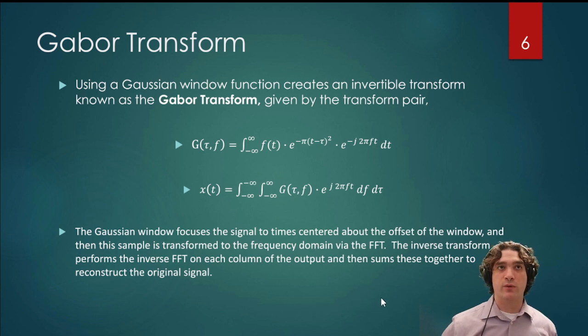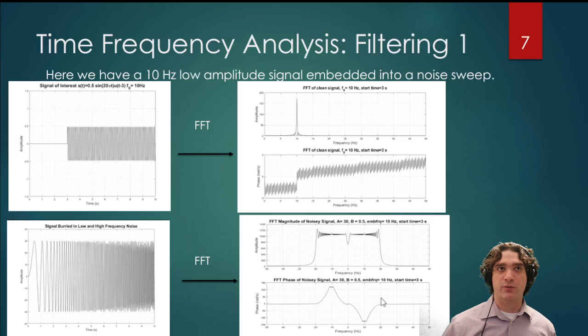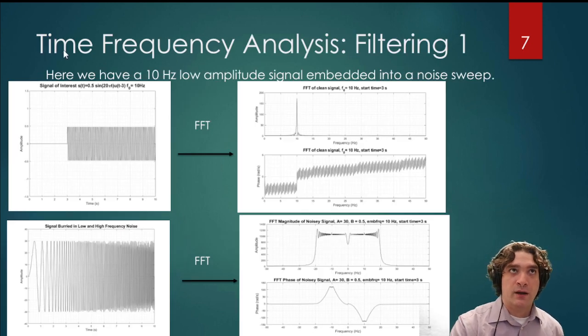Now the Gaussian window focuses the signal to time centered about the offset of the window, and then this sample is transformed to frequency domain in the discrete case using the fast Fourier transform, and then the inverse transform performs the IFFT, the inverse fast Fourier transform, on each column of the output, and then sums these together to reconstruct the original signal. So now we're going to go through a frequency filtering example.